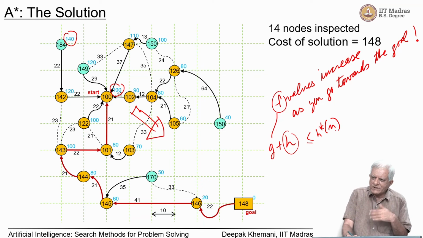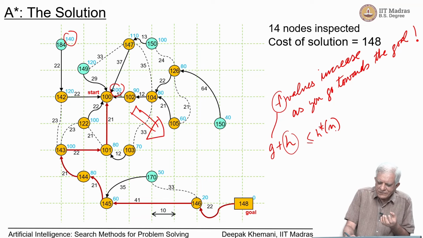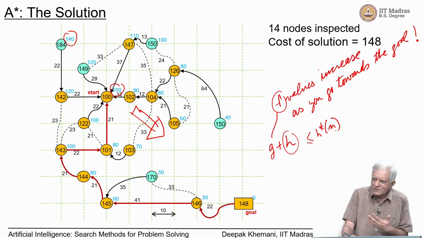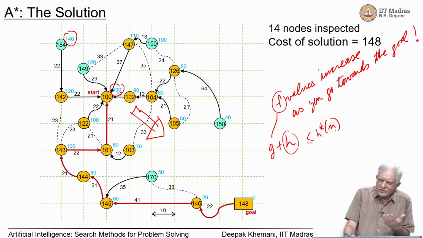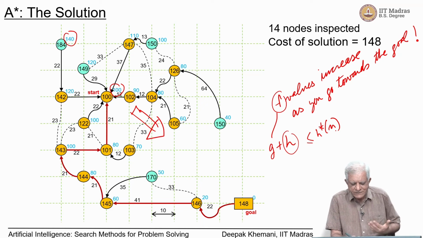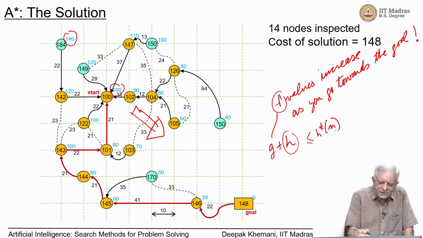So, as you go towards the goal, the contribution of the heuristic function becomes lesser and lesser. At the goal it becomes 0 essentially, which means that the f value becomes more and more accurate as you go towards a goal, because the g values are of course completely known, and the g values are the best values for that. So, we started with an f value of 100 at the start node. That is because the h value was 100 and g value was 0.